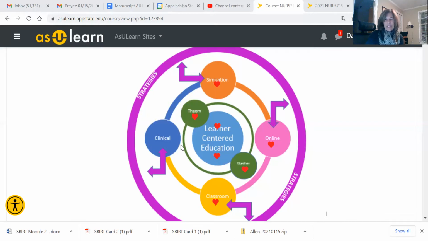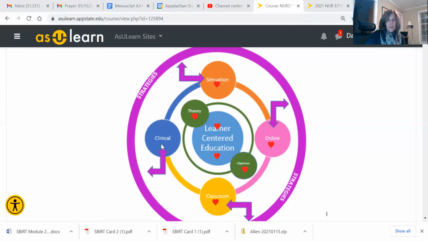So when patients need education, often an online module or some materials can be supportive of the in-person teaching that might be done with patients or with their family members. So there's many applications for online education.